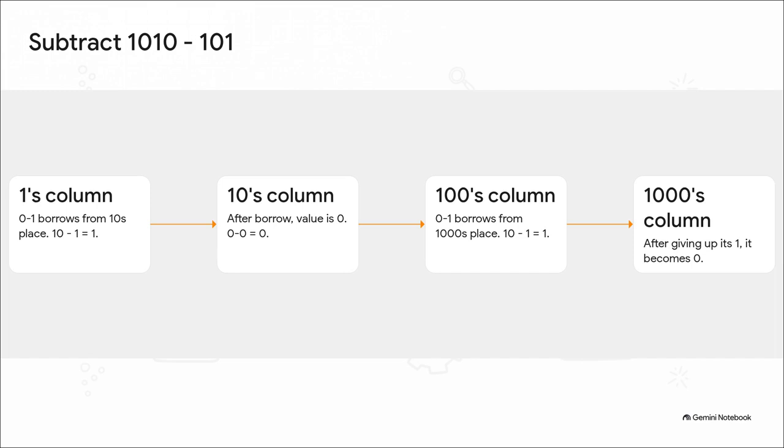Step 1, the rightmost column. We've got 0 minus 1. We have to borrow from the column to the left. So that 1 becomes a 0, and our rightmost 0 becomes a 1, 0. Now, 1, 0 minus 1 equals 1.